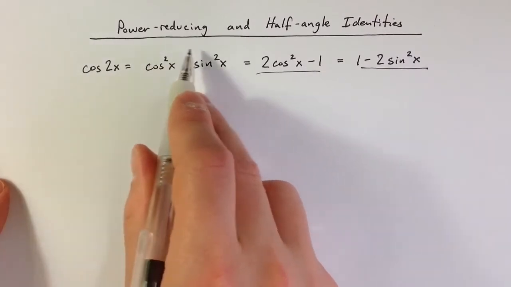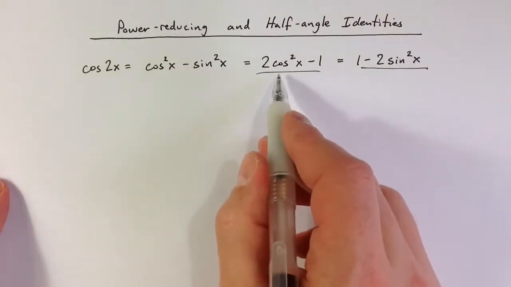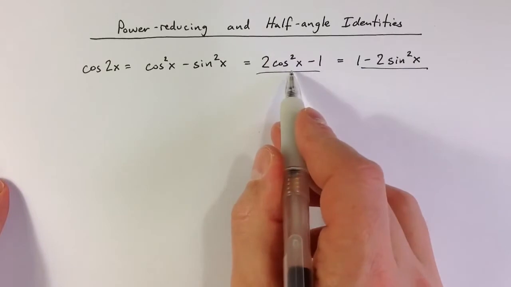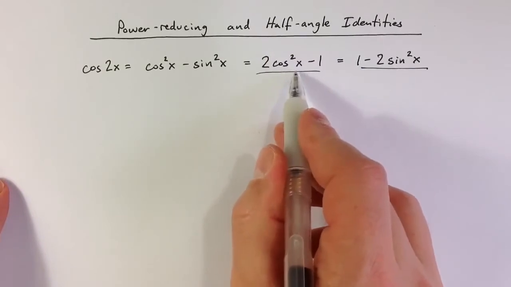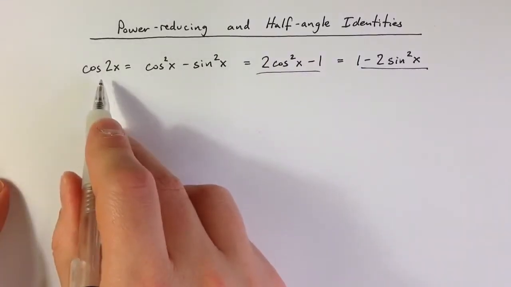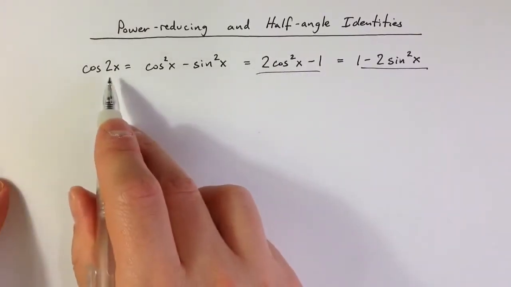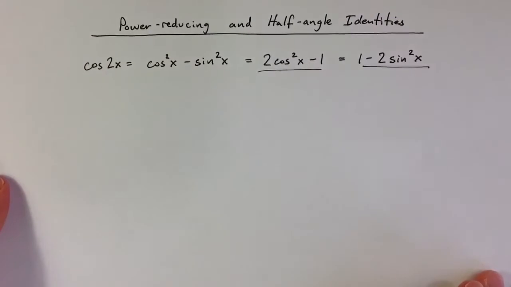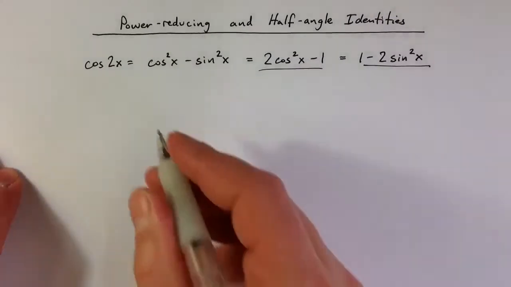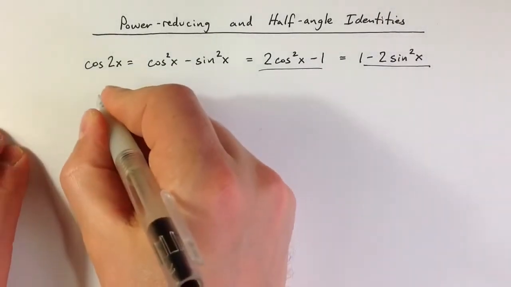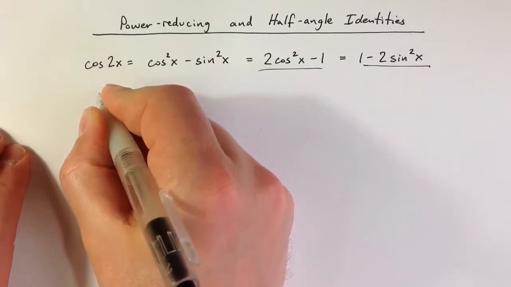And so the idea of a power-reducing identity is a way to reduce the square of a trigonometric function, a higher power, into a lower power. Of course, the angle becomes a little bit more complicated because we go from x to 2x, but sometimes that can be a real advantage in terms of working with a trigonometric expression. So let's take the first example.